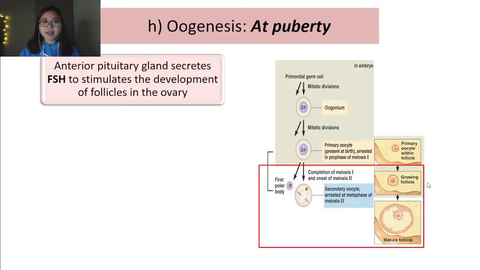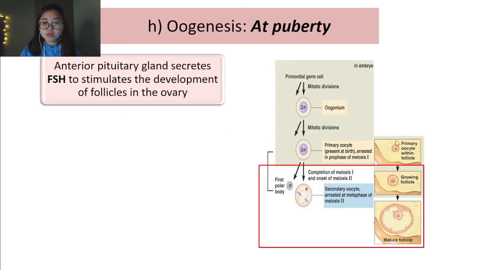Next, it's gonna stay like that until we reach puberty. So dia akan duduk saja di sana dalam ovary kita sampailah kita akil balik. Bila kita akil balik, okay, when we reach puberty, the anterior pituitary gland will secrete FSH to stimulate the development of follicles in the ovary. FSH from the brain, it's secreted into bloodstream, reaches the ovary. When it reaches the ovary, it stimulates development of follicles.